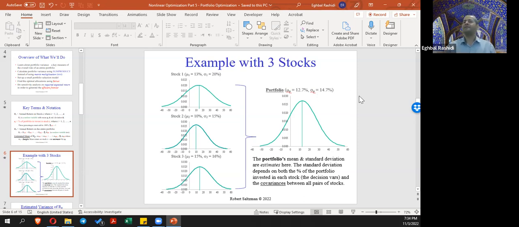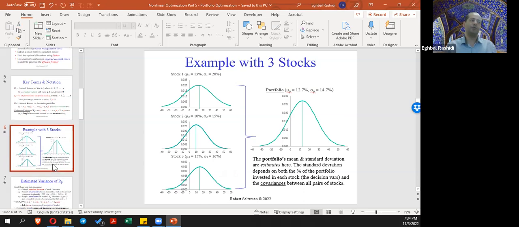So for that, it's not actually the average of the standard deviations of these three investments. We also need to consider the variation, or the correlation, between each pair of stocks, stock one and stock two and stock three. So that's what we need to do.